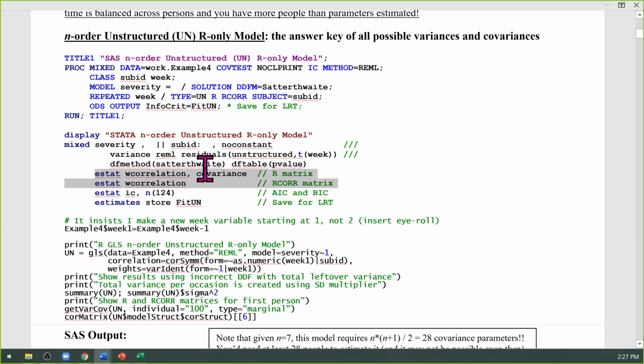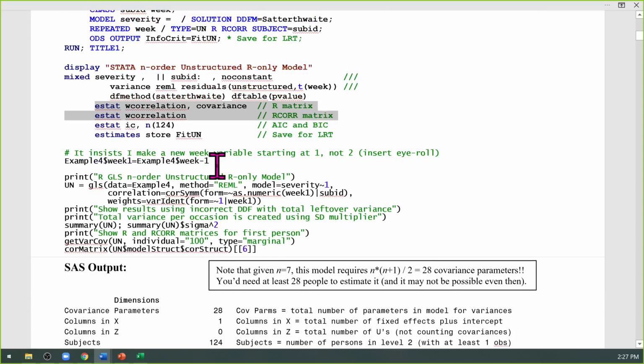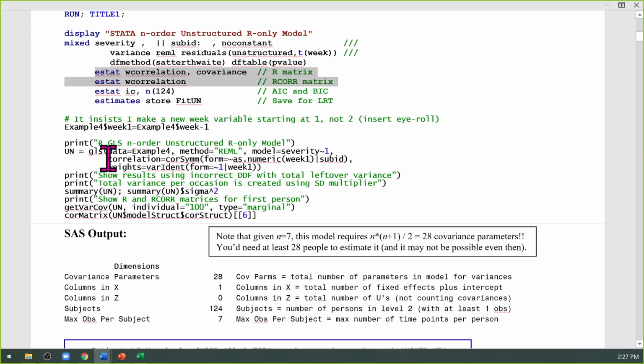Okay, other questions on SAS or Stata? All right, R people, your version of type equals UN is all of that.